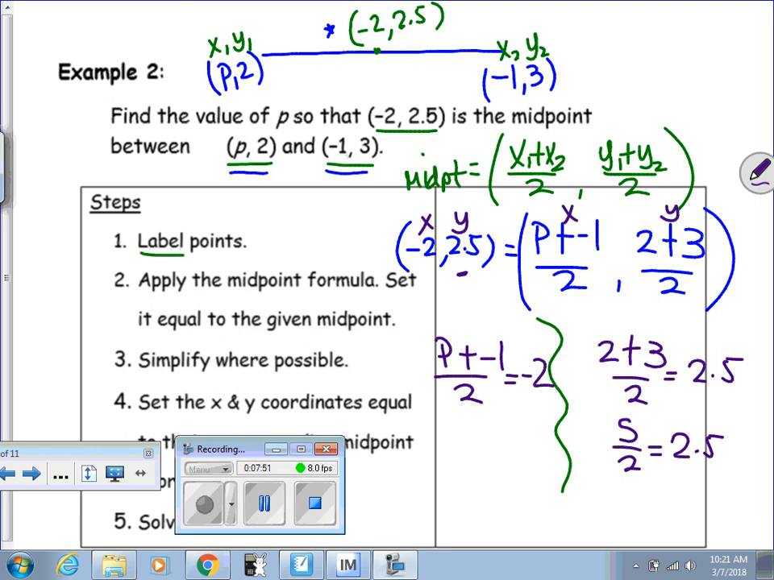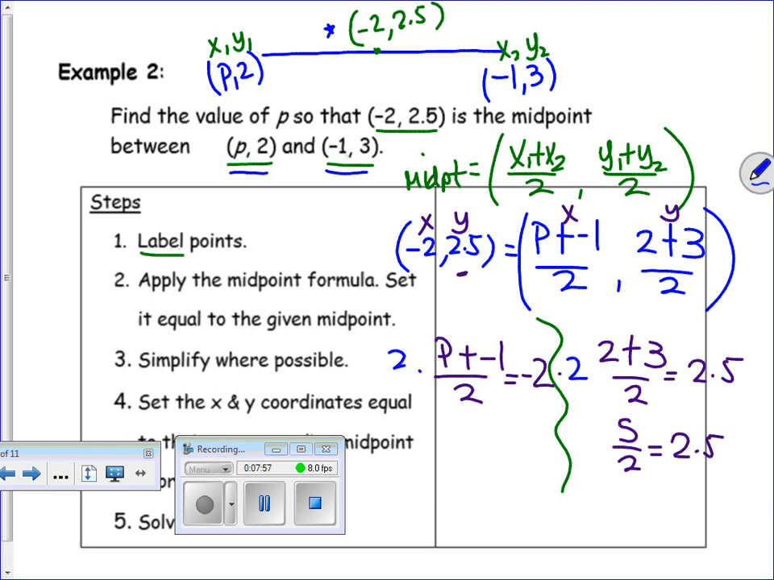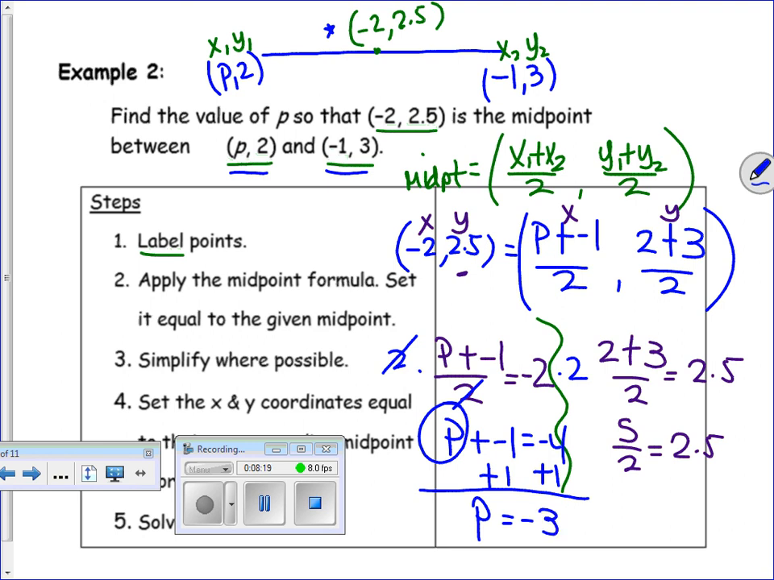In order to do that, we have to get rid of this fraction. So I know I want to multiply both sides by this 2. The 2's cancel out. I have p plus a negative 1 is equal to negative 4. So negative 2 times 2 is negative 4. From here, if I'm solving for p, I need to get rid of that negative 1. So I use the inverse and add 1 to both sides. Therefore, p is equal to negative 3.